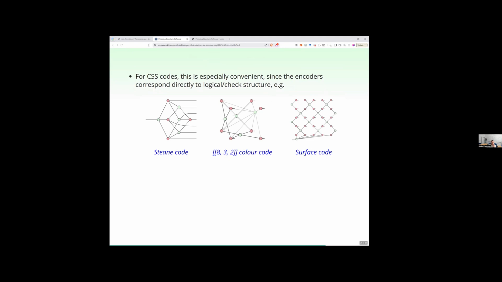For CSS codes, this encoder picture is especially nice because you can express the logicals and the stabilizers of your code really directly in the diagram. Here are a few codes which might be familiar to some people. Here's the Steane code. You can see this familiar cube appearing in here, with the logical coming in there and the stabilizers coming out there. In this picture, the green nodes are the stabilizers. This is an 8-3-2 color code, which again you can see as a cube, but it's got more inputs than the Steane code. And here's a surface code, and you can see this 2D surface structure appearing there.